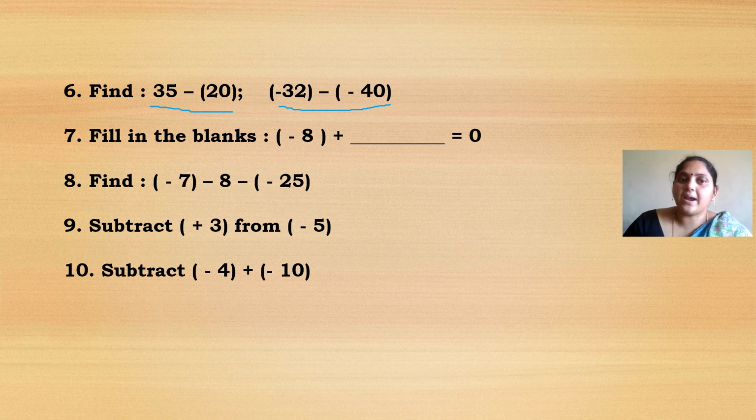Now next one, find minus 7 minus 8 minus of minus 25. Subtract plus 3 from minus 5. Subtract minus 4 plus minus 10.